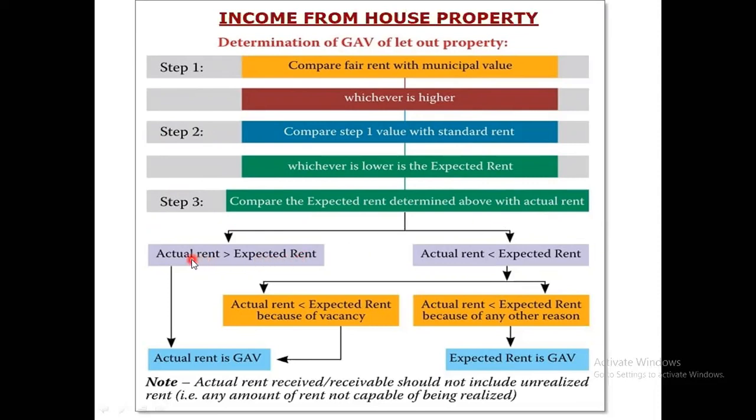Now, if the actual rent is greater than the expected rent, then the actual rent is considered as the gross annual value. However, if the actual rent is less than the expected rent, and we find out if the reason of it is because of vacancy, then the actual rent will be the gross annual value. Whereas, if the actual rent is less than the expected rent because of any other reason, then the expected rent is considered as the gross annual value. So this is how we determine the gross annual value.